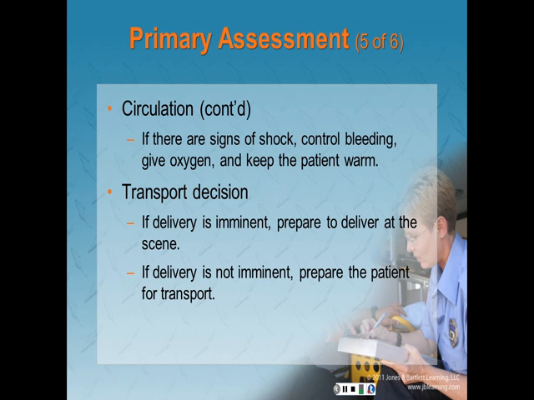The ideal place to deliver an infant is in the security of your ambulance or the privacy of the mother's home. The area should be warm and private with plenty of room to move around. If delivery is not imminent, prepare the patient for transport and perform the remainder of the assessment en route to the emergency department.